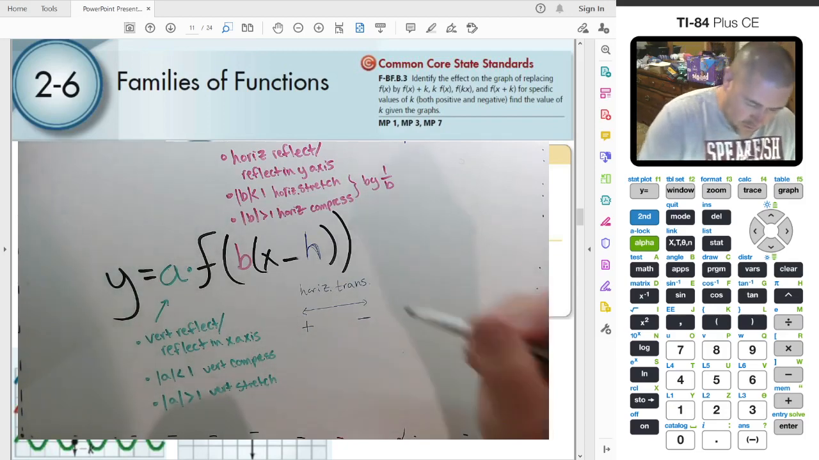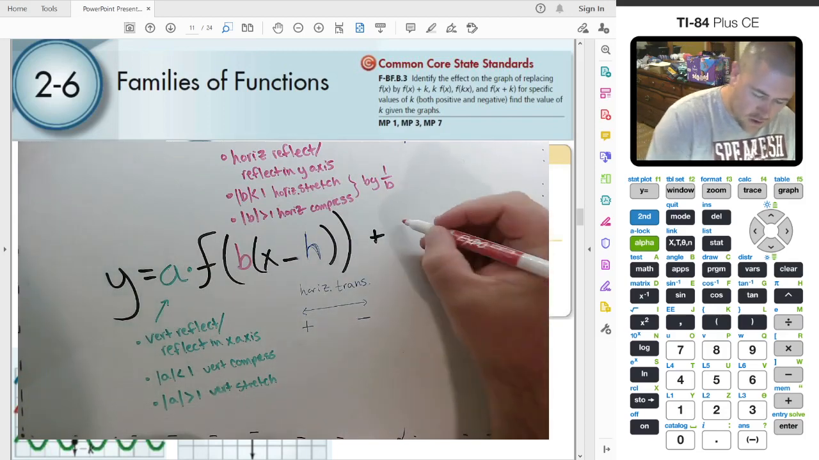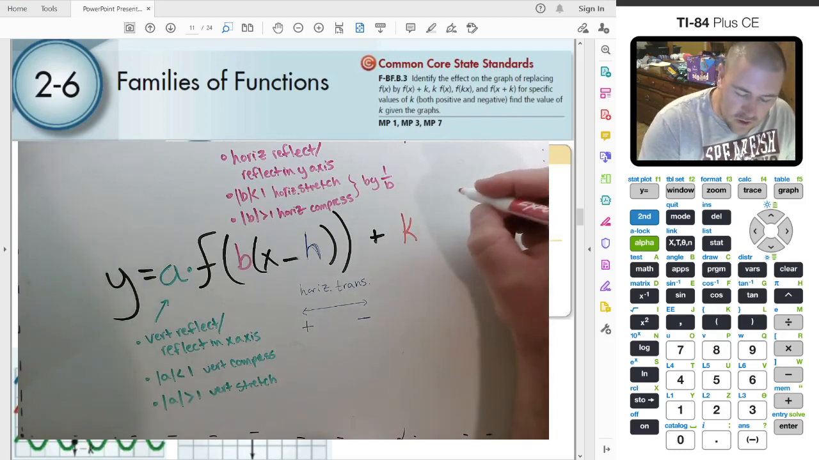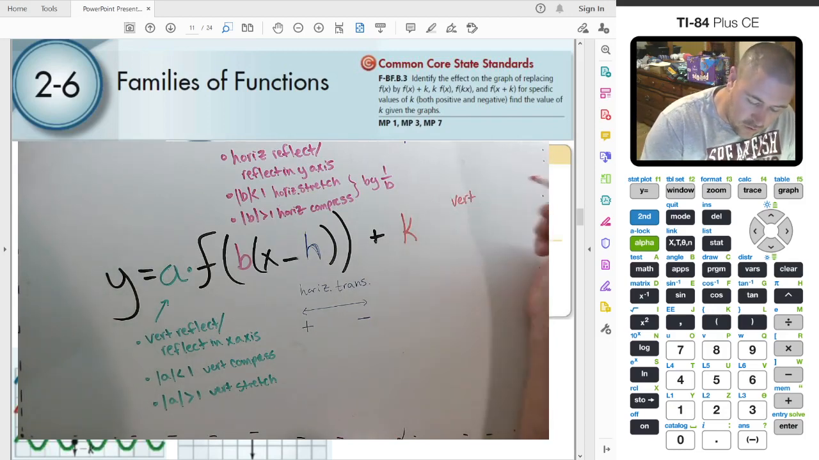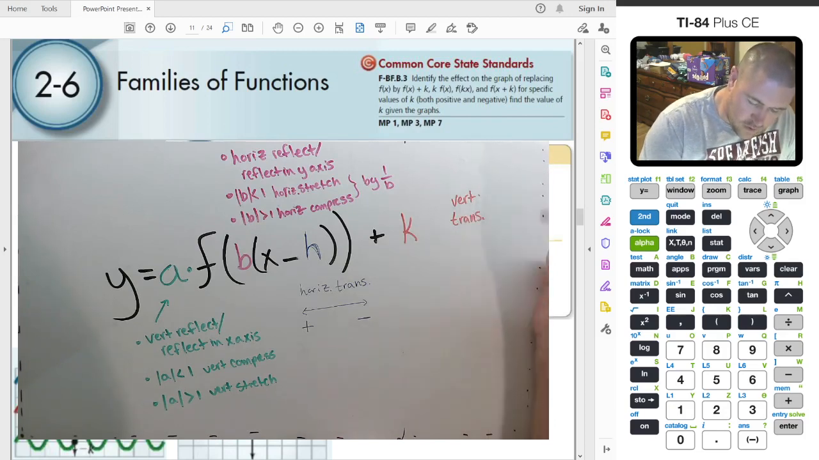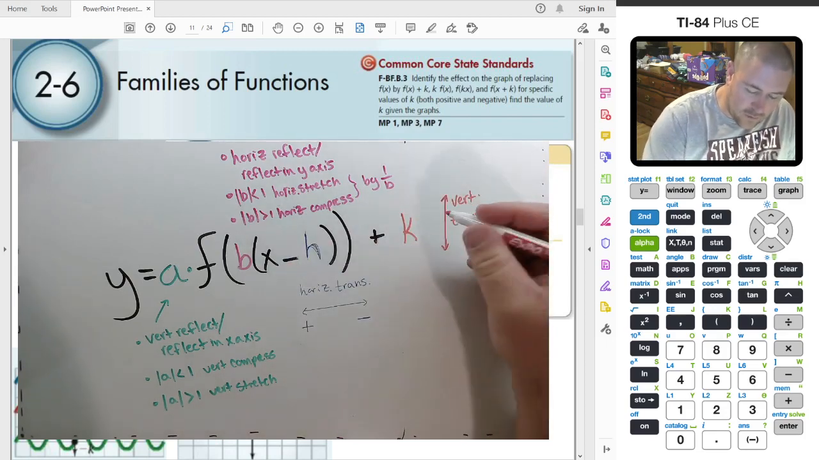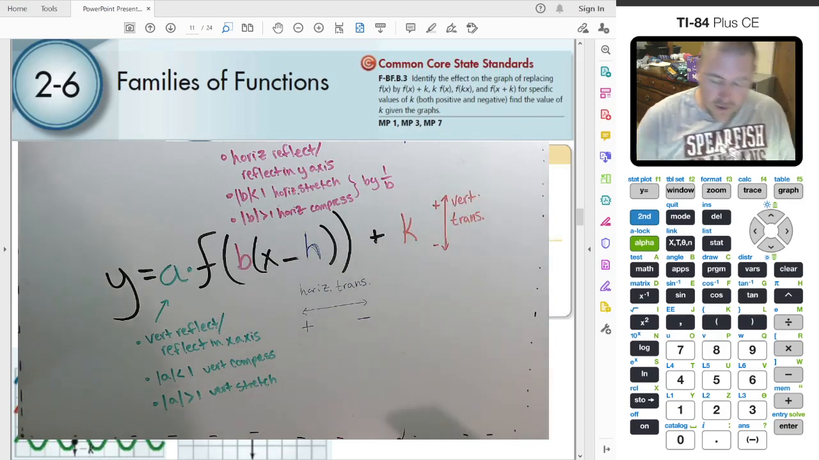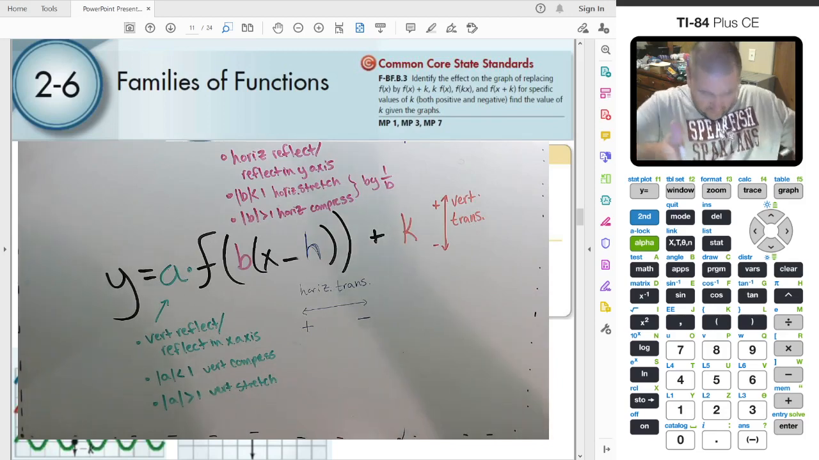And then finally, out here is going to be K. K is going to be my vertical translation. And it is regular land because it's not grouped in with my x's and y's, or my x's. And that is a slide up or down.